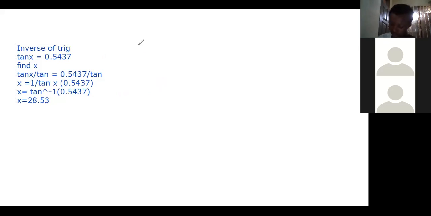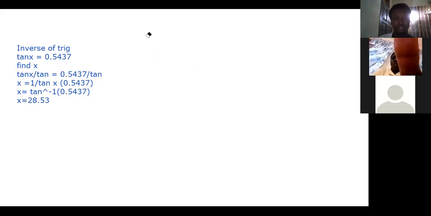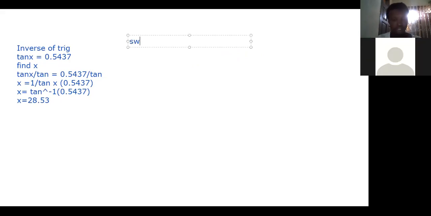So we are given sine theta to be 0.625. Let's say sine x is equal to 0.625, and we're given cos x to be equal to 0.500. The question says we should find cosec theta.